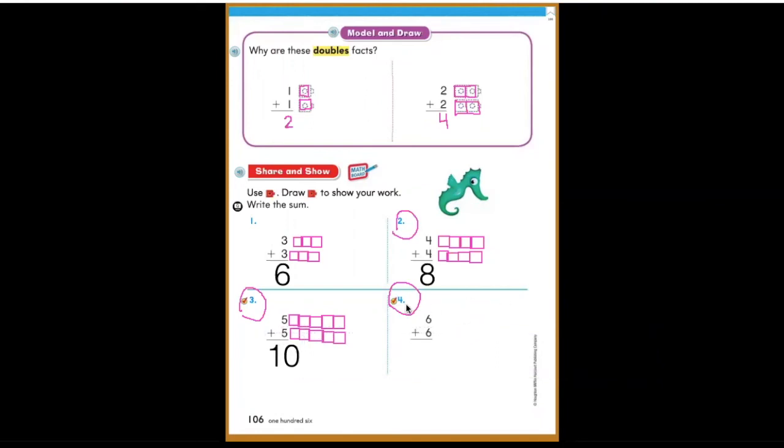Last but not least, let's take a look at number 4. Number 4 says 6 plus 6. So you should have modeled 2 cube trains with 6 cubes in each one. Then your job was to draw 6 cubes for each addend. 1, 2, 3, 4, 5, 6. And again, since it's a doubles fact, again for the second addend, 6 more. 1, 2, 3, 4, 5, 6. 6 plus 6 gives us a sum of 12.